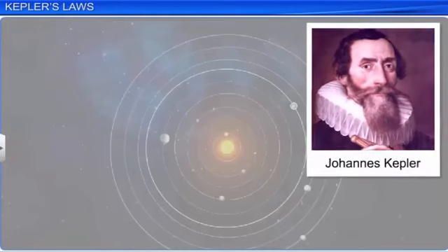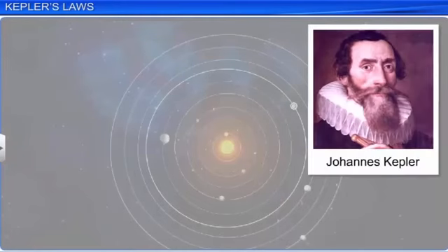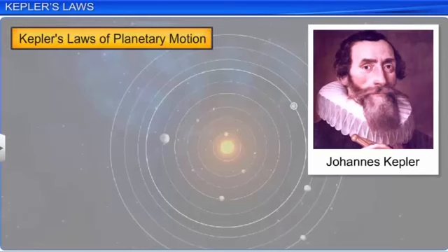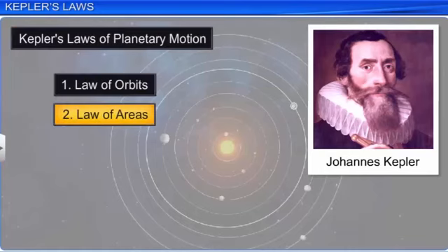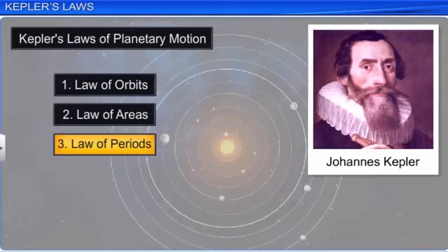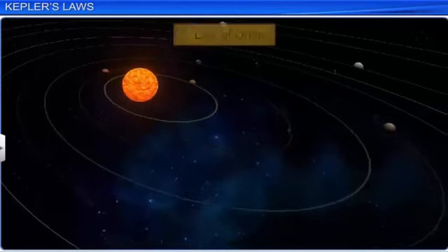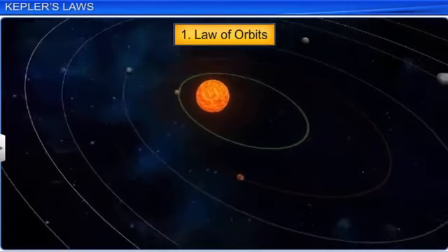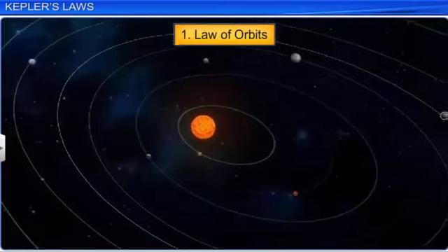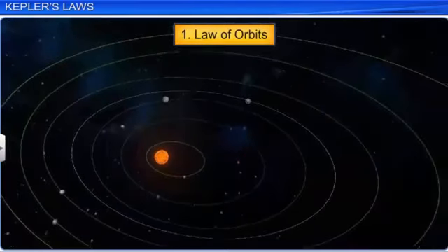And then Johannes Kepler, building on the work by Tycho Brahe, formulated the three famous laws of planetary motion that have been named after him. They are the law of orbits, the law of areas, and the law of periods. The first law, the law of orbits, states that all the planets revolve in elliptical orbits with the Sun at one of the foci of the ellipse.